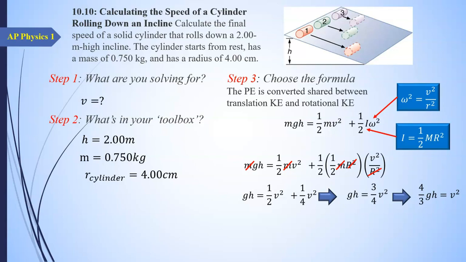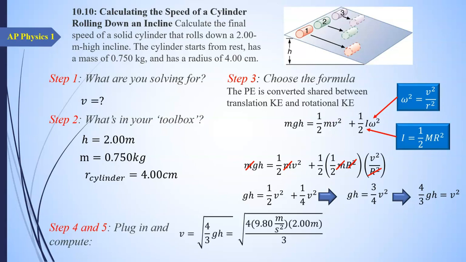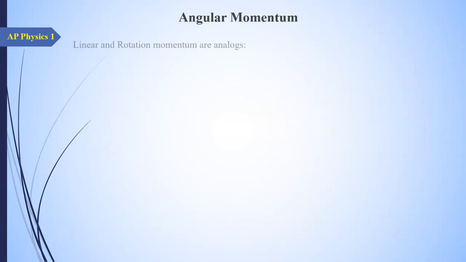Now we need to take the square root. So v equals the square root of 4/3 gh. You plug in the numbers, and you get velocity is 5.11 meters per second. So that's how fast it's rolling down that ramp. So remember, not all the energy is going into causing it to move linearly down the ramp. Some of it has to go into the rolling motion of the can. That takes up energy.